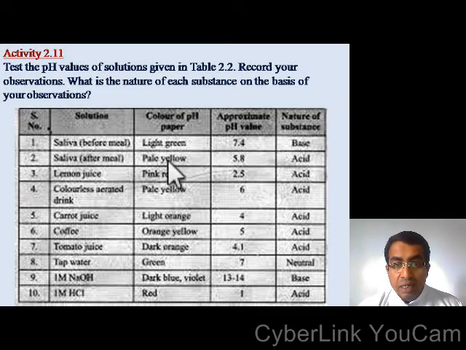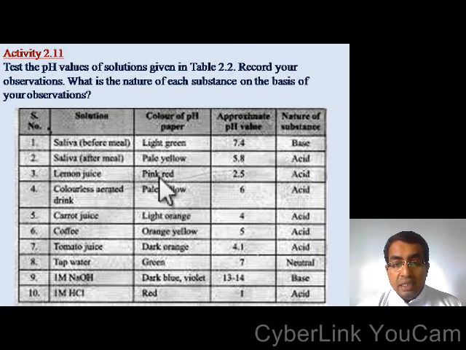Saliva after meal. Color of the pH paper pale yellow. Approximate pH value 5.8. So natural substance is acid. Lemon juice. Color of pH paper pink red. Approximate pH value 2.5. So it is acid.